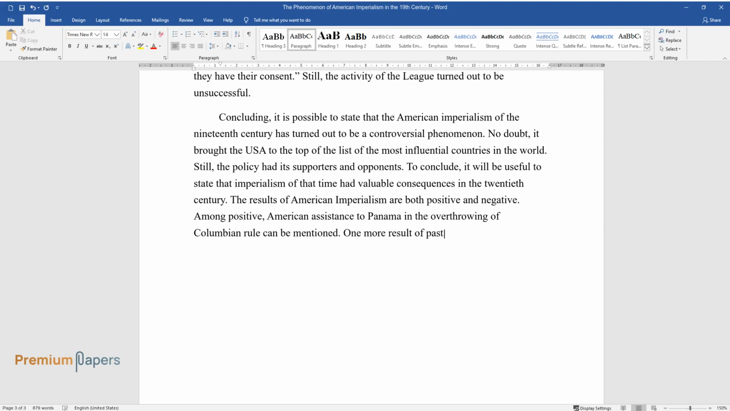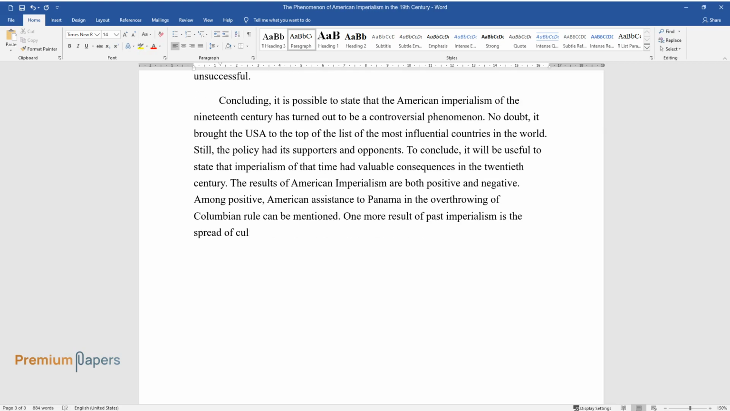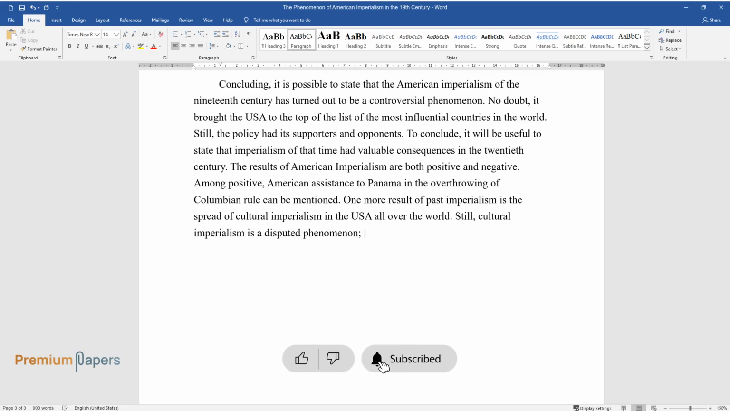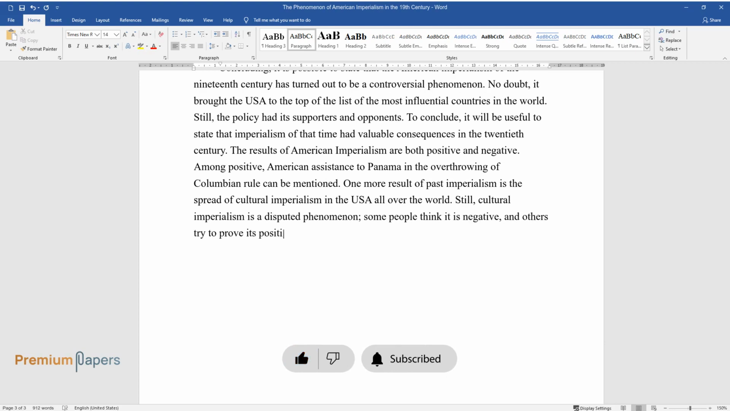One more result of past imperialism is the spread of cultural imperialism in the USA all over the world. Still, cultural imperialism is a disputed phenomenon. Some people think it is negative, and others try to prove its positive effect.